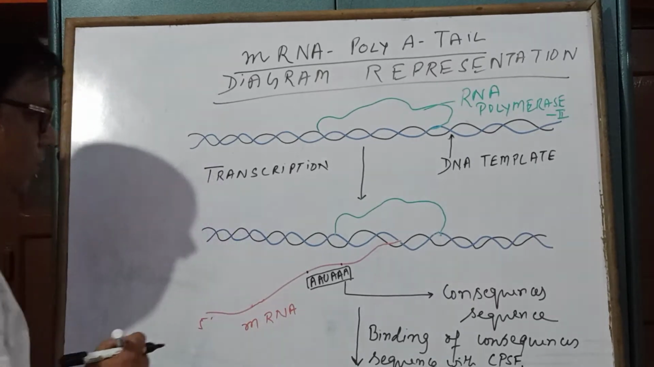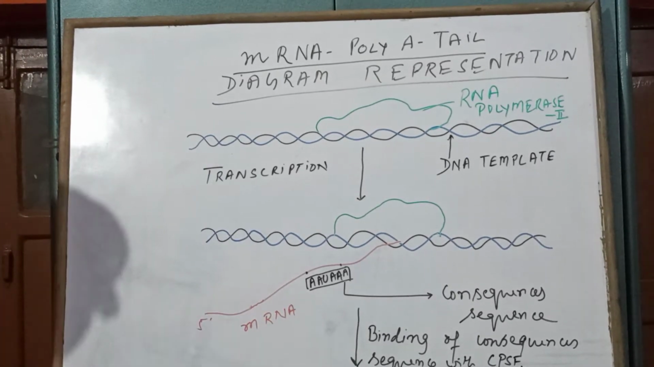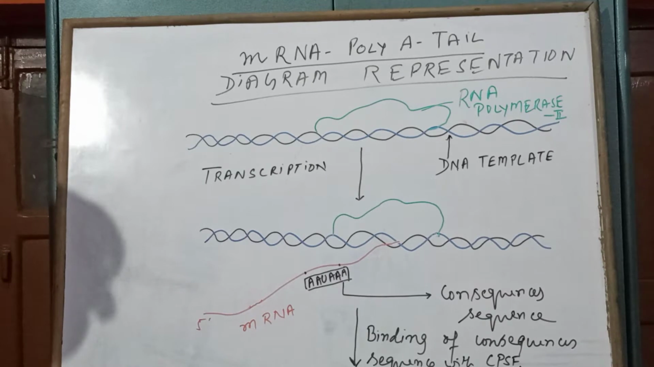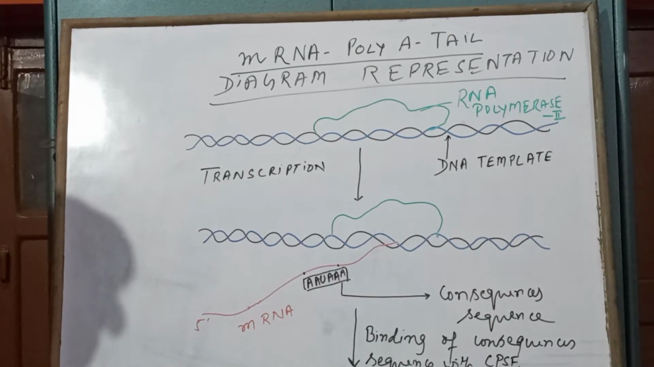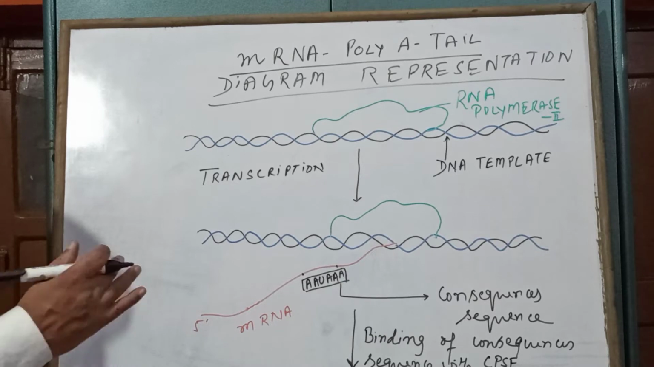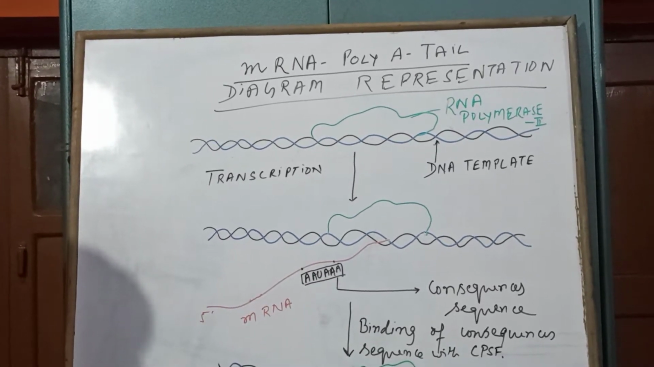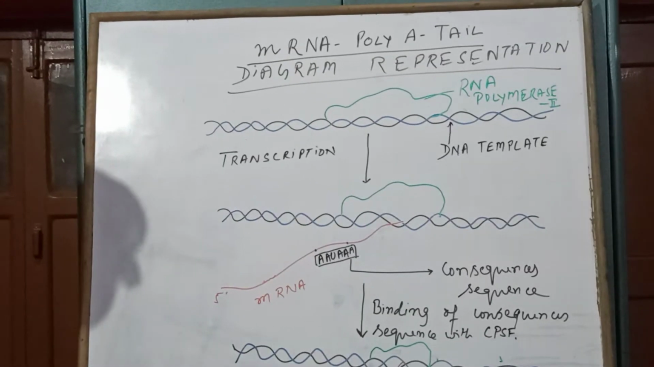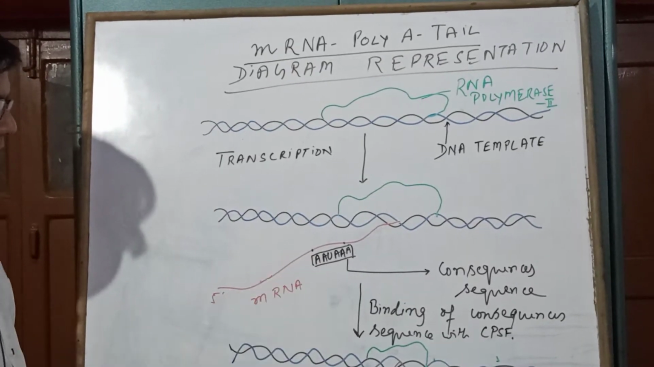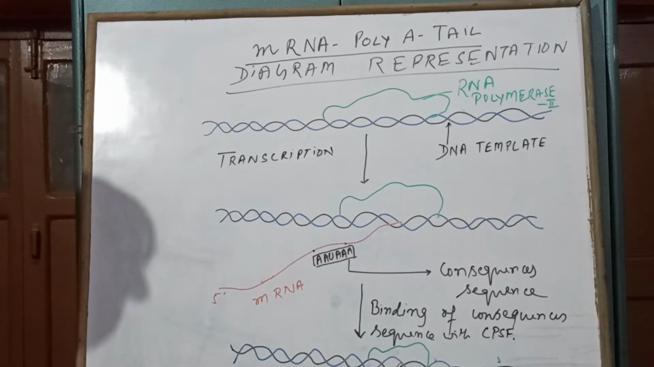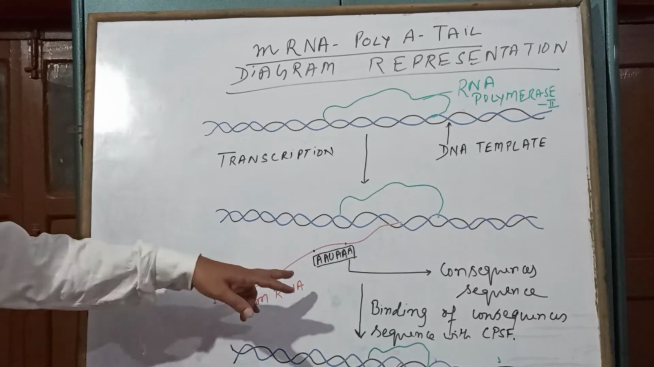I told you that you have a consensus sequence in the 3' untranslated region, which is about 20 to 50 nucleotides inside from the 3' end, and this consensus sequence, as you can see, is AAUAAA, or sometimes, if you are interested, you can call it AWA. Okay.